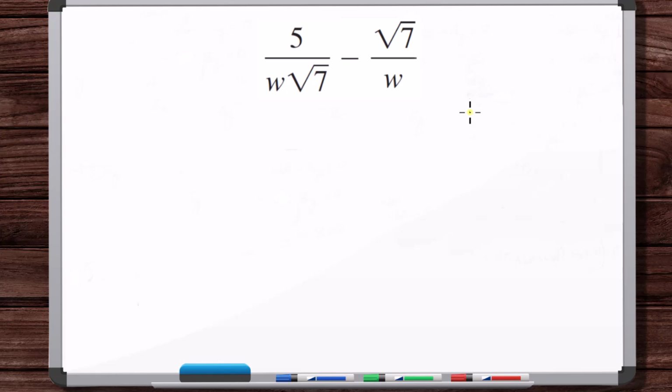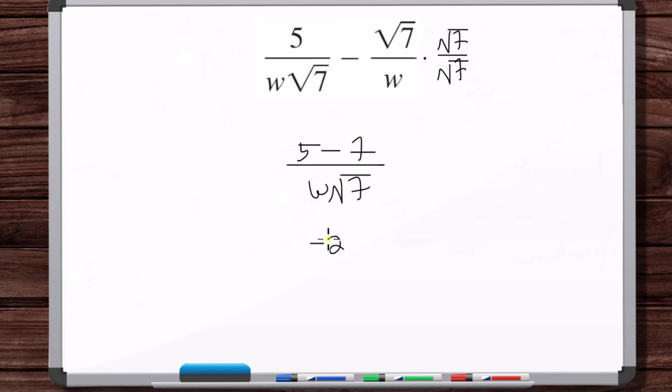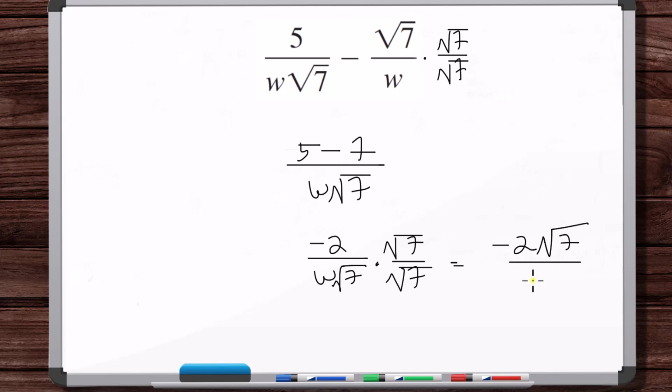Okay, let's combine these into a single fraction. So we could do root 7 over root 7. So we've got 5 minus 7 over w root 7. So minus 2 over w root 7. Now let's multiply by 1 in the form of root 7 over root 7. And there we go.